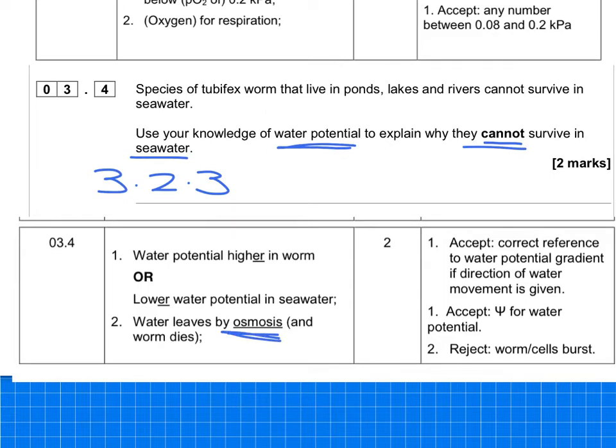It's interesting that in the stem of the question, they mention water potential but not osmosis. So obviously you can mention that in your answer. It's quite a nice question, just talking about relative water potentials. Notice you've got to say it's higher or lower water potential. You can't say high or low water potential, it won't be correct.